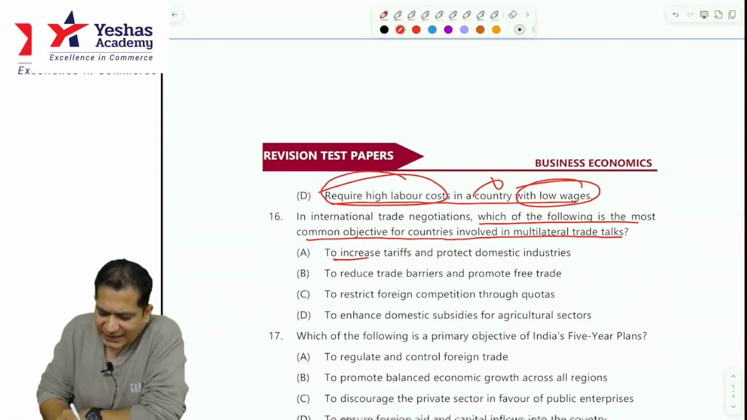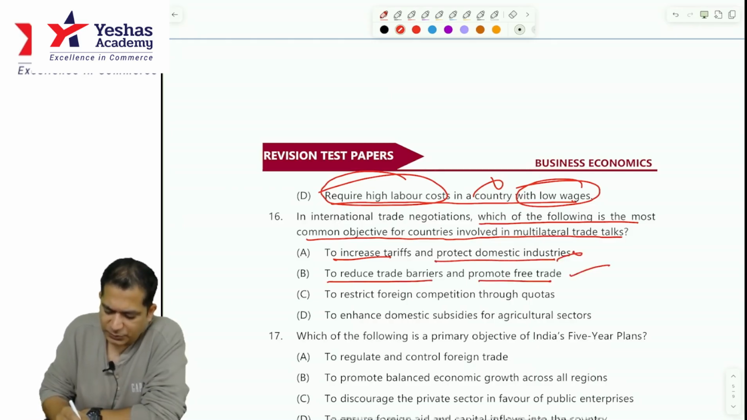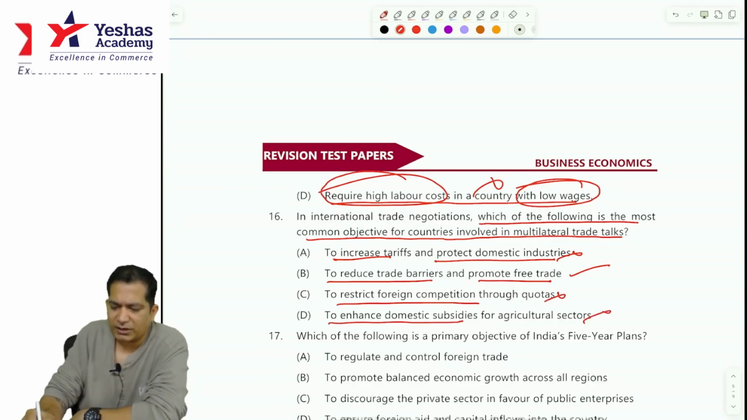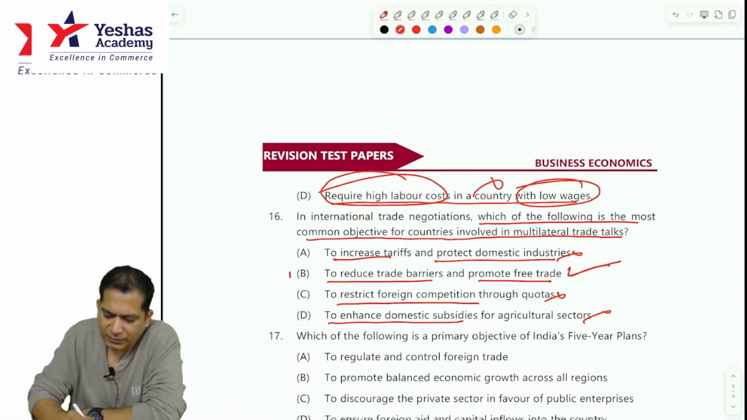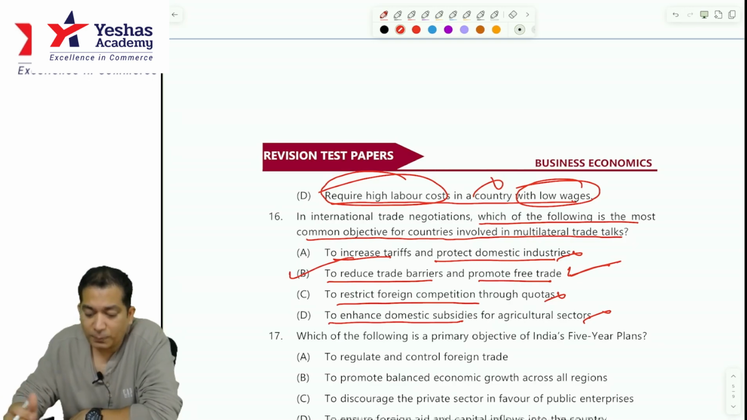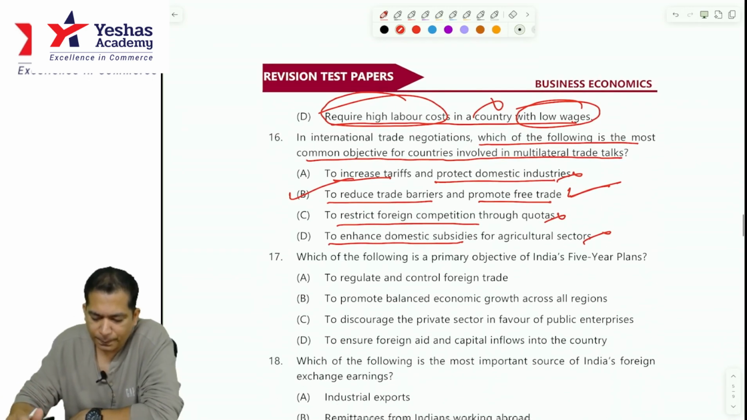To increase tariff custom duty and protect domestic industries, no. To reduce trade barriers and promote free trade, yes, this is a better option. Restrict foreign competition, no. To enhance domestic subsidies becomes trade distorting many a time, due to which we, the importing country, can impose countervailing duty. So the correct answer will be, appropriate answer will be option B.